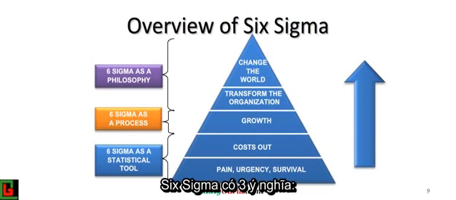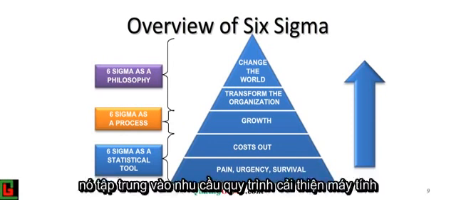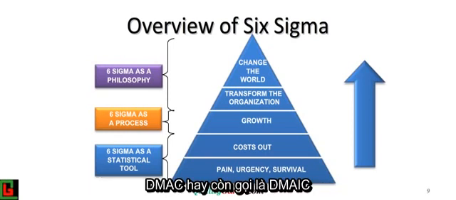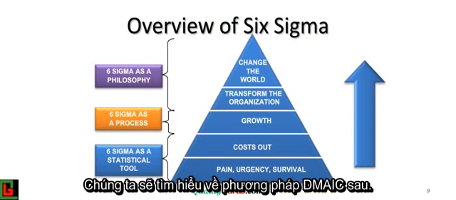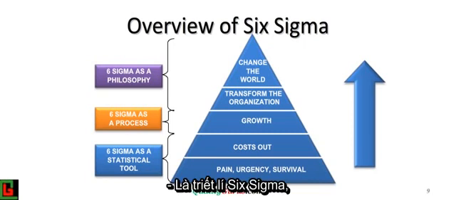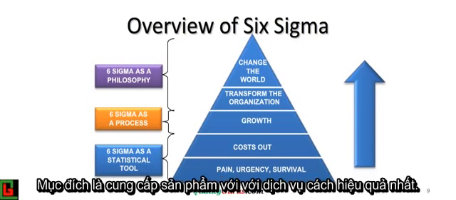Six Sigma has three different meanings. As a statistical tool, it focuses on maintaining 3.4 defects per million opportunities. As a process, it focuses on DMAIC approach of process improvement. DMAIC means define, measure, analyze, improve, and control. We will learn DMAIC approach later in this course. As a philosophy, Six Sigma means that defects are costly and can be eliminated. It aims to deliver the product, or the service, in most efficient and effective way.